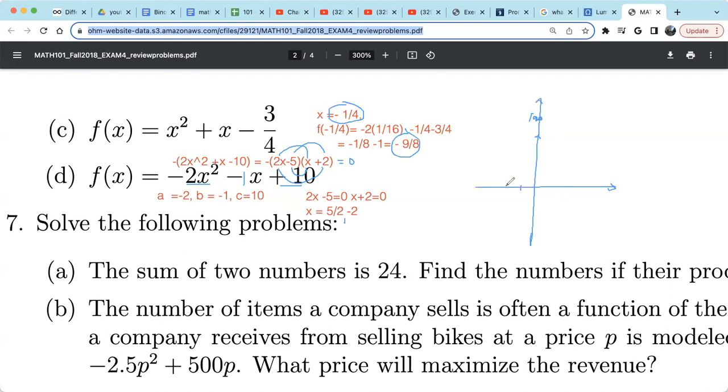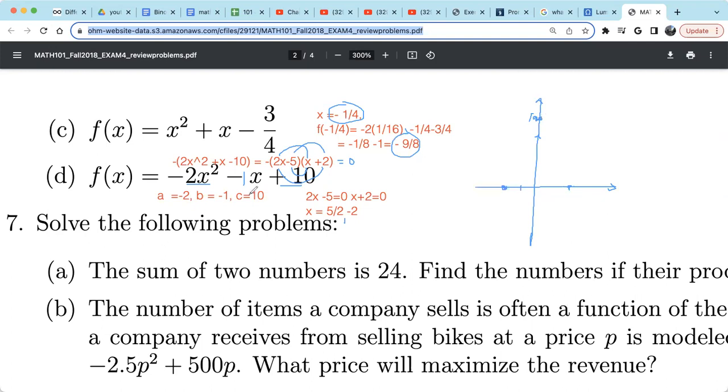Let's see, this negative 1, this is negative 2. So here I have one x-intercept, then 5 over 2, which is 2.5. Right. Okay, a little bit bigger than the other side. So have this one. So we see, hold on, I think I marked something wrong.